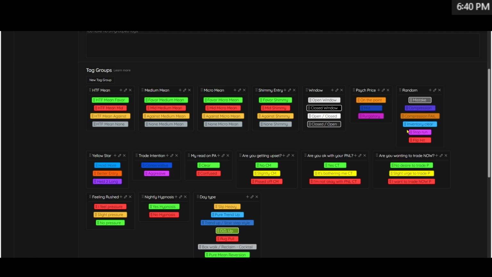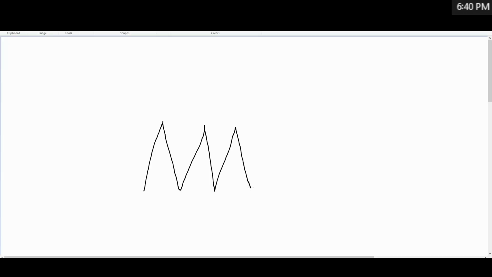We have inventory clear. This will be when we have kind of a range or just a tightening of price action and they blow it out really hard and V-flush back in, and they actually start trading back into this original range. That is called inventory clear. Now, inventory clear isn't always going to be associated with ranges.